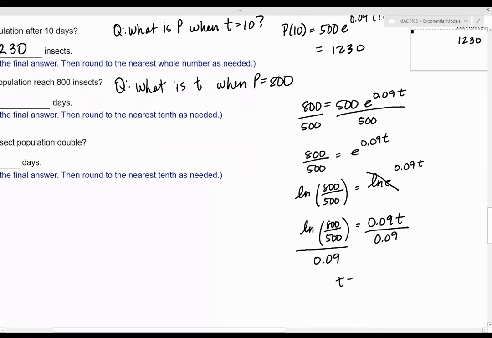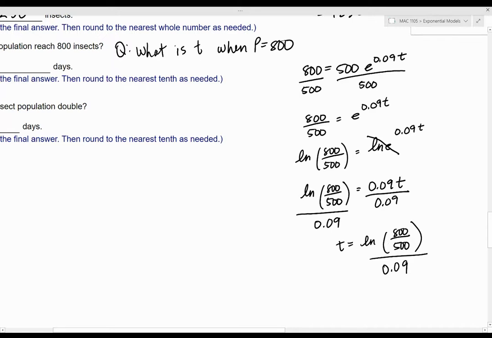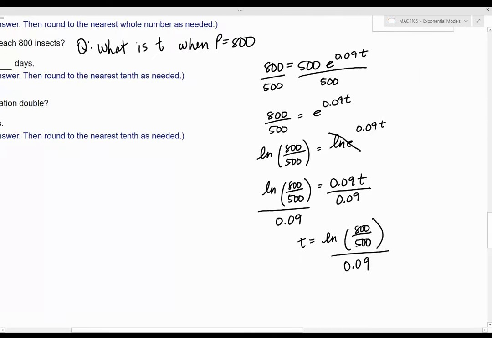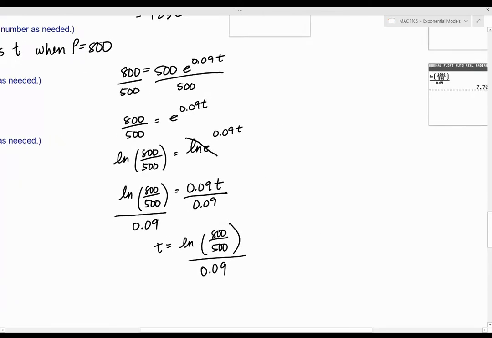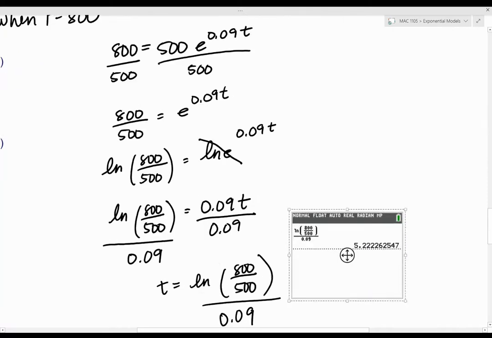So t equals the natural log of 800 over 500 divided by 0.09. Now, let me see how they want their answer. As I read my instructions, it says do not round until the final answer and then round to the nearest tenth as needed. Okay, I haven't simplified anything yet, so let me plug this into the calculator. When I do that, I end up with this.